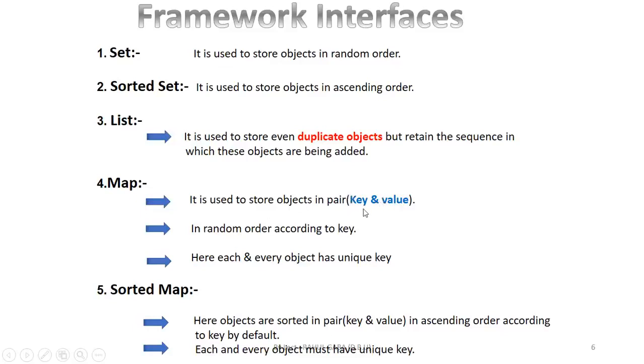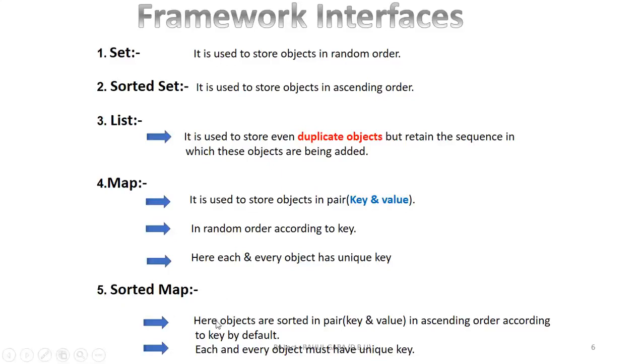For example, the roll number of a student is the key, and the corresponding details like name, class, and contact number are the value. It stores the values in random order according to the key. Here each and every object has a unique key. I already mentioned that the key maintains uniqueness in map, and correspondingly there is a class of sorted map which implements map.